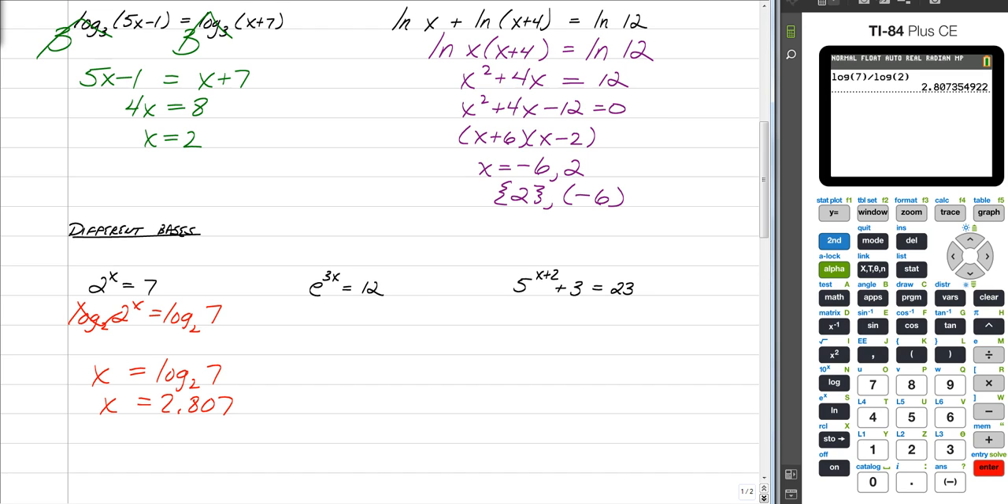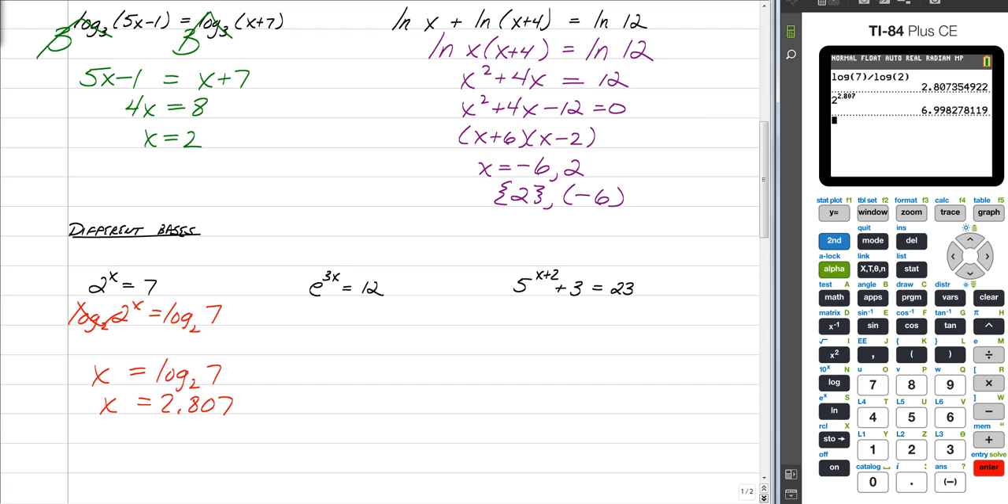So if you were to raise 2 to 2.807, it'll be close to 7. Remember, that's because we rounded. So if we were to check it by doing 2 raised to 2.807, it's close enough to see that it works. Remember, we rounded. Log base 2 of 7 is actually 2.807354922, and if we were to just raise 2 to that answer, we would be good to go. Okay? So just check, make sure that it's really, really close.